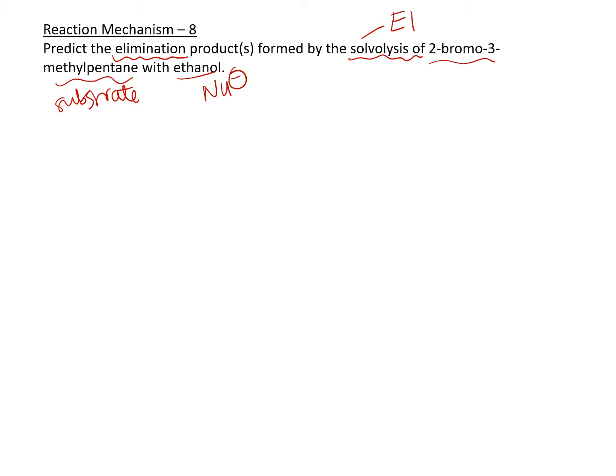So we have 2-bromo-3-methylpentane. So let's draw the structure out. And so since we're doing an E1 reaction, the first step we have to do is get rid of the bromide. And so there is my leaving group, and of course we form the carbocation, okay, over here.